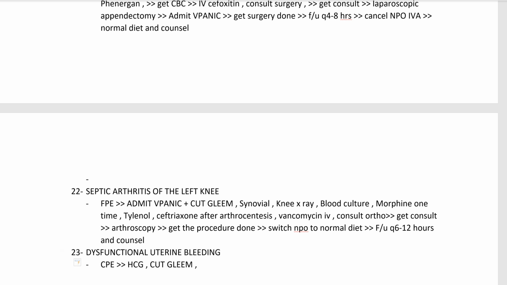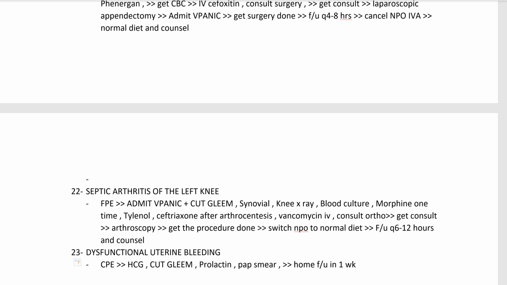Plus you want to order the prolactin, PT-INR, PTT, TSH, those included in the mnemonic. And then you do a pap smear, and then go send him home. Follow up in 1 week. Okay? So this time we don't give her meds, right? Yeah, you don't give them.